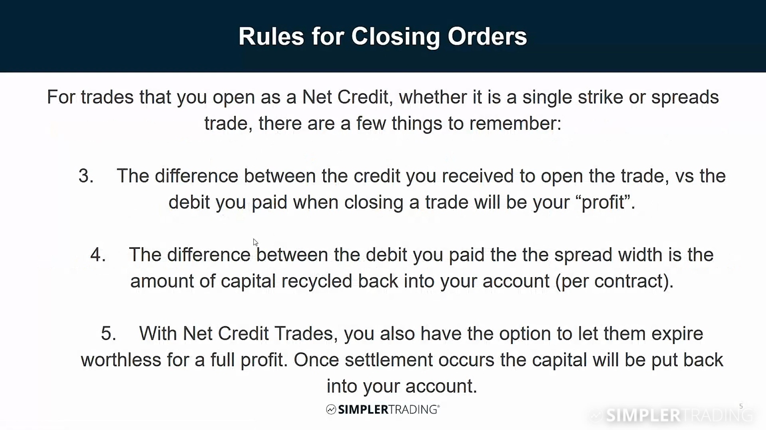The third thing to remember is the difference between the credit you received to open the trade versus the debit you paid when closing the trade will be your profit typically, right? So if I opened an iron condor trade for $3 and I close it out for $1.50, I pay $1.50 to buy back that spread, then I'm looking at the difference between $3 credit versus $1.50 debit as my profit of $1.50. Let's say I opened it for a $3 credit, but closed it for a $3.50 debit.